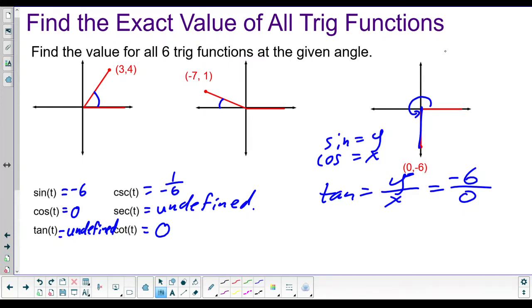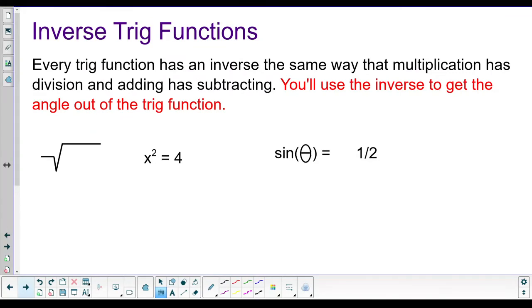So if you get one of these, the north, south, east, west directions, or the 0, 90, 180, 270, those ones, 2 of them will be undefined and 2 of them will be 0. The other one will be whatever the non-zero number is, and its reciprocal. Okay, cool. All right, so there's finding weird trig functions if you're not looking at a unit circle. That's fine. Let's talk about inverse trig functions.